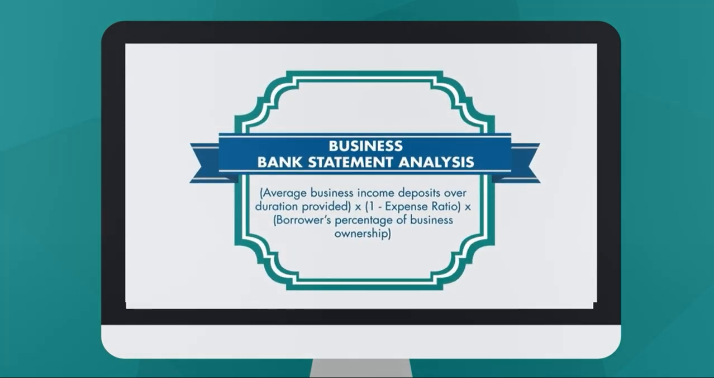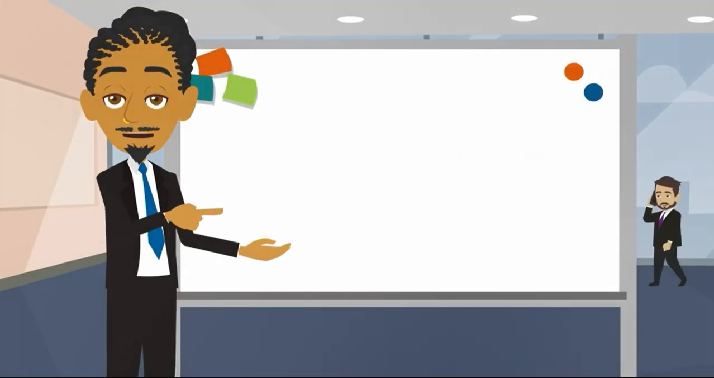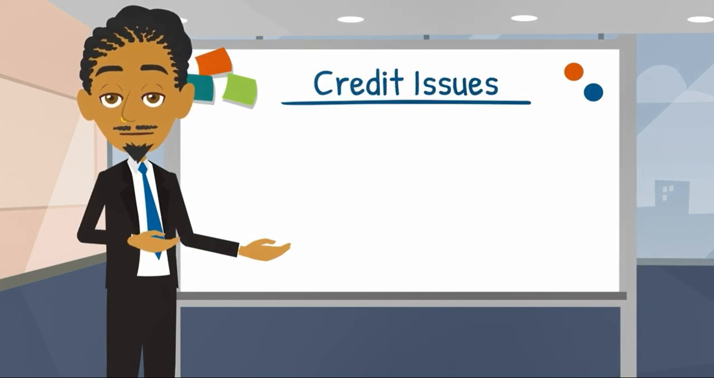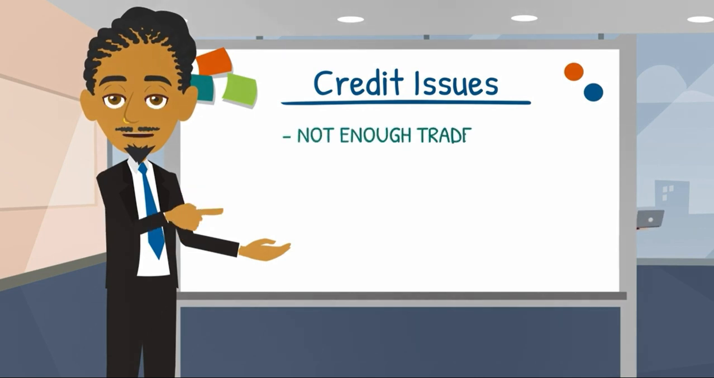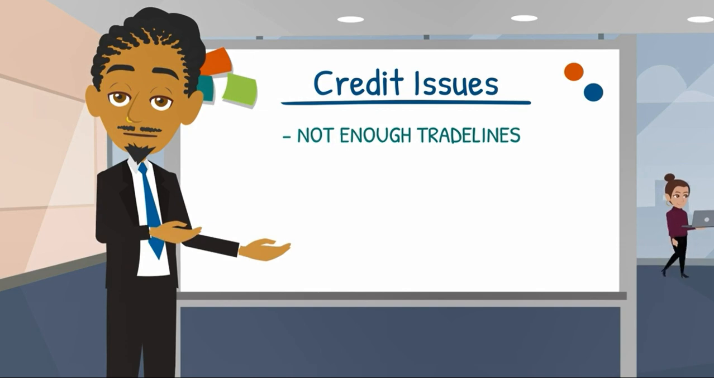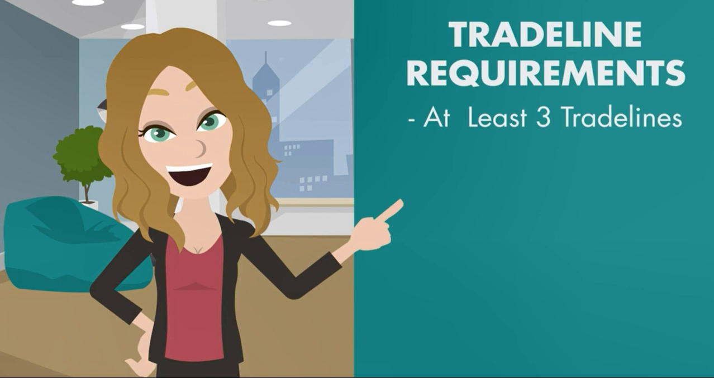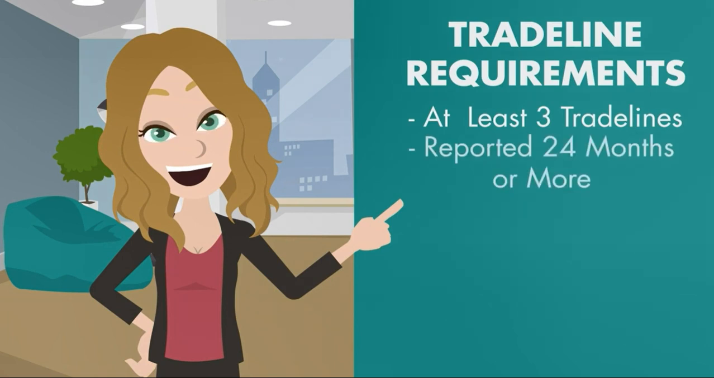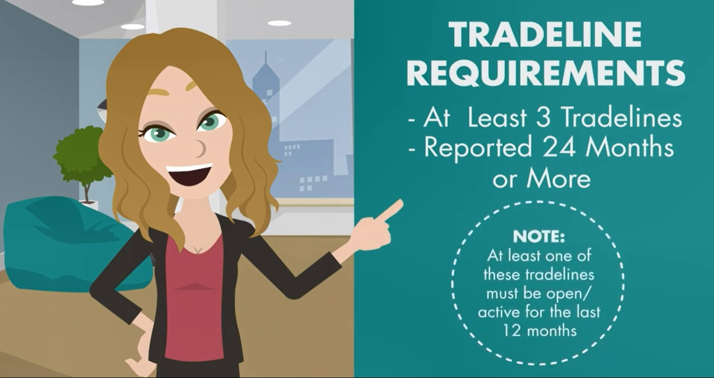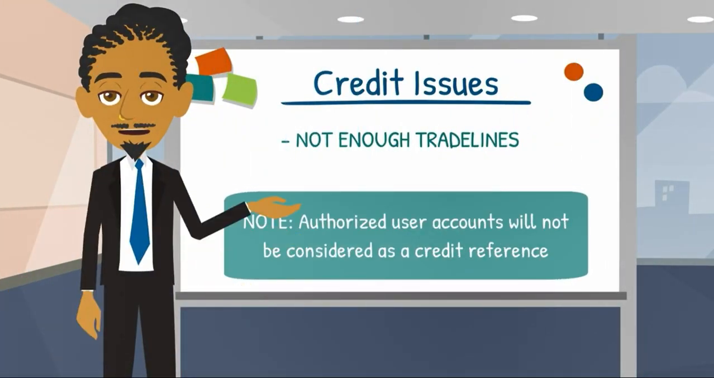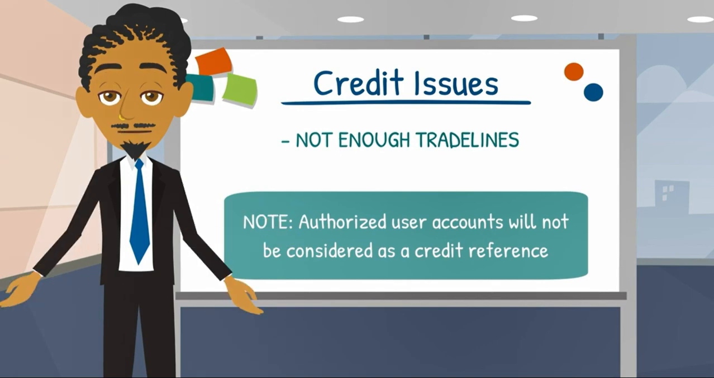Another issue borrowers often run into when getting approved for a bank statement loan is credit issues. In most cases, the borrower on these loans do not have enough active trade lines to meet the product requirement. Both bank statement and investor flex loans require a minimum of 3 trade lines from traditional credit sources that are reported for 24 months or more, and at least one of these trade lines must be open and active for the last 12 months. Please note that authorized user accounts will not be considered as a credit reference for establishing this minimum required history, and alternative credit histories will not be permitted. So that is the most common denial reason for bank statement loans.